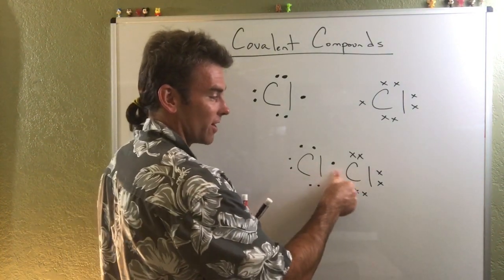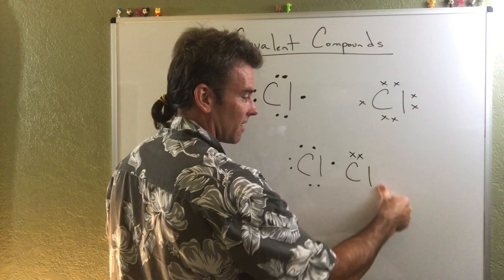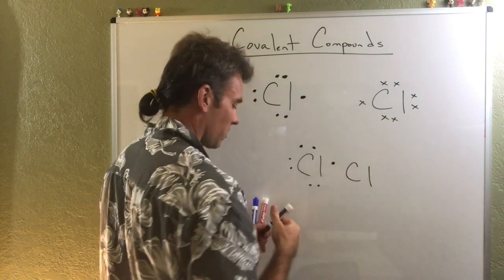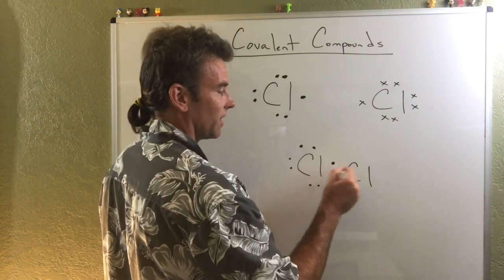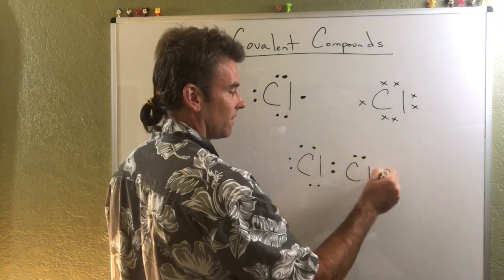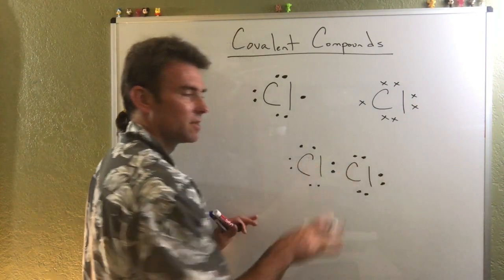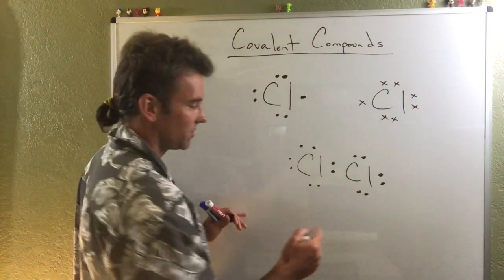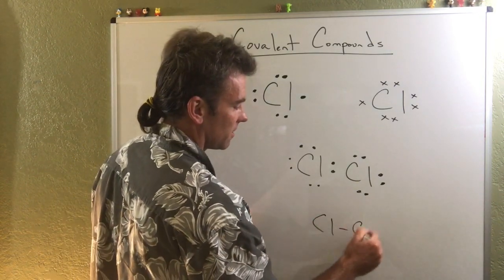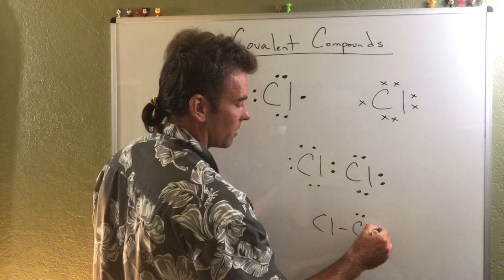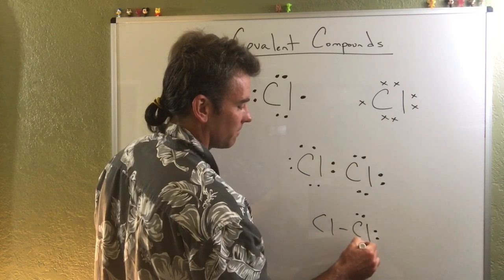So what we're going to do now is represent every electron with a dot here. And this is probably the much more common way that you'll see this written. So here's my diatomic chlorine with all the dots.